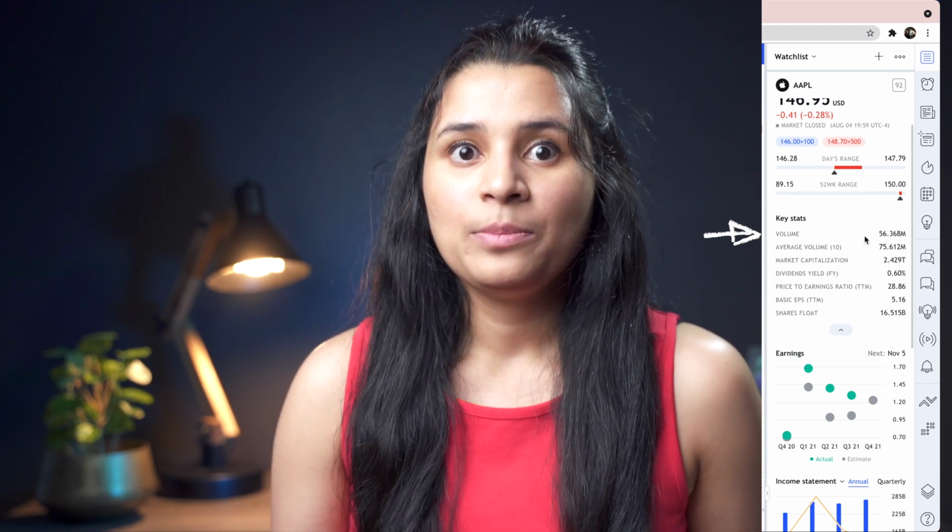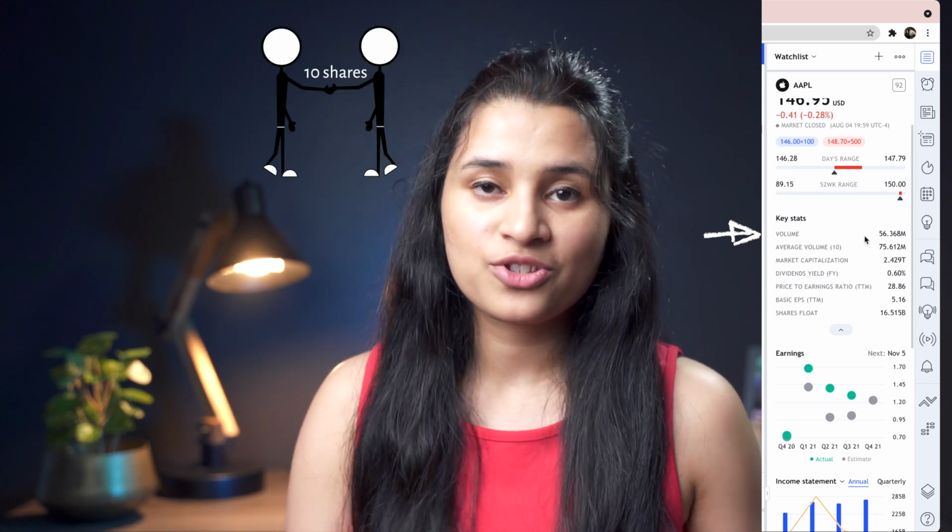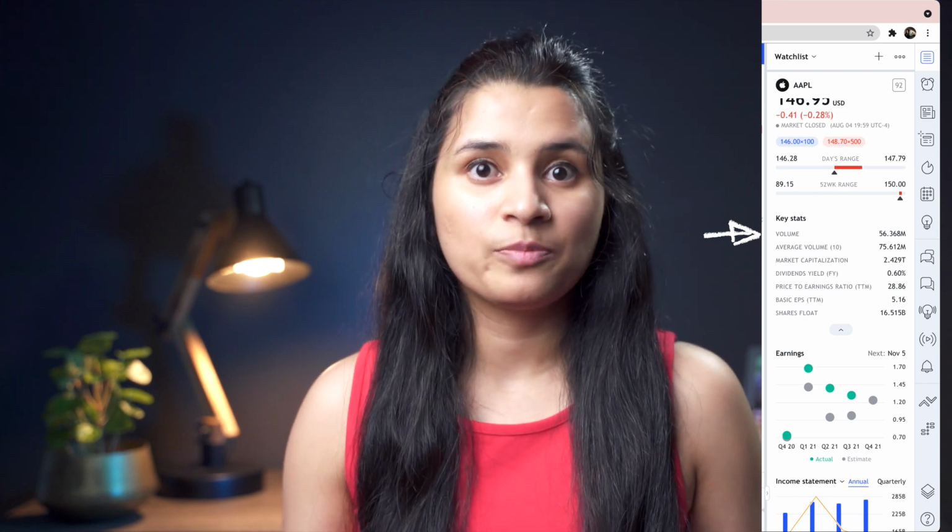The volume tells us the liquidity of the company's stock, or in simpler words, how many people are buying and selling the company's stock. If you want to sell 10 shares, then there should be someone who is ready to buy 10 shares, right? If not, you will have to lower your asking price or wait for someone to buy at the same price you're asking for. On the other hand, if there are millions of people willing to buy and sell, trading is easy. You can easily turn your shares to cash if required.